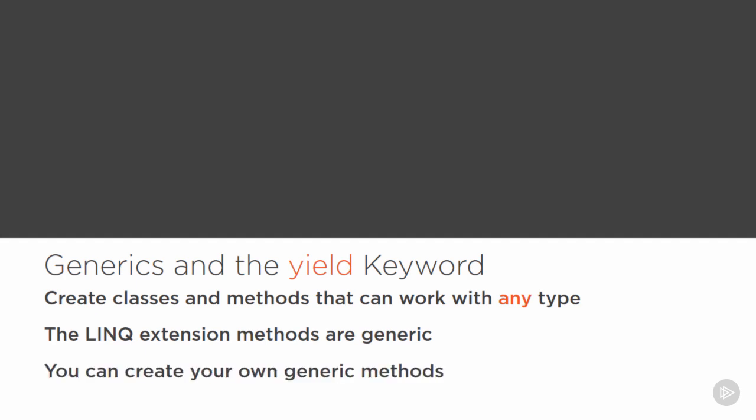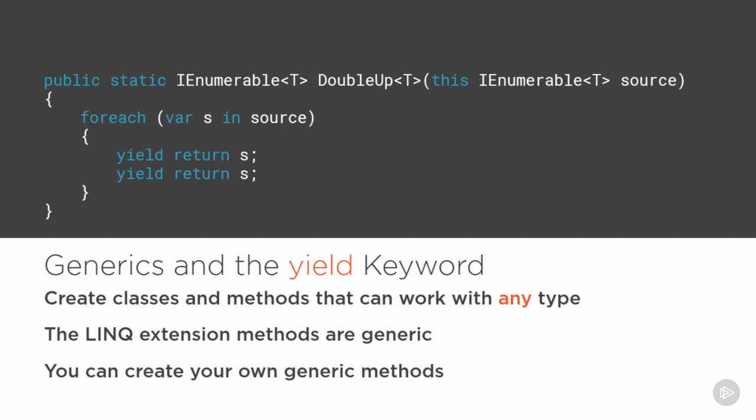Now, the reason I'm bringing up generics here is that if you find yourself wanting to extend LINQ, as we'll be discussing later on in this course, it will be really useful for you to know how to write your own generic methods. So here's a very quick example of a custom generic extension method, which is generic because it can operate on an IEnumerable<T>.